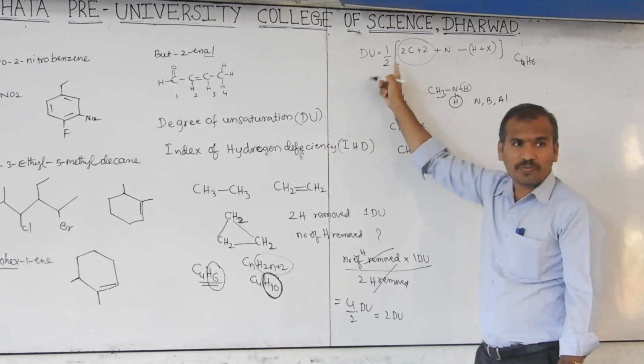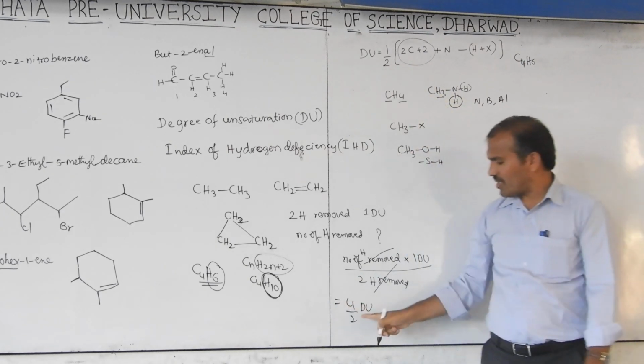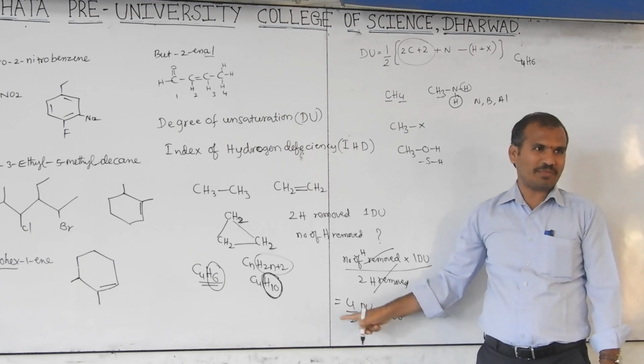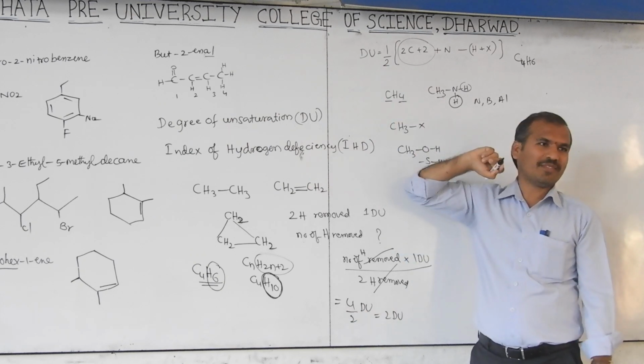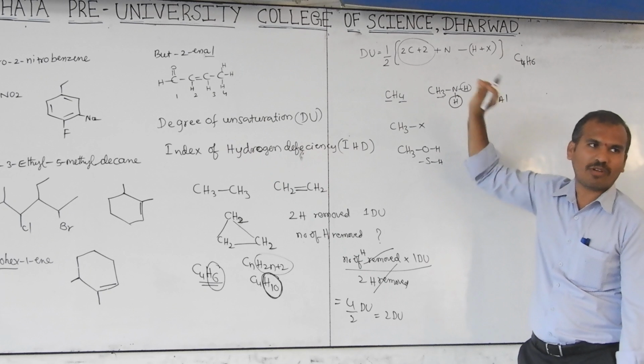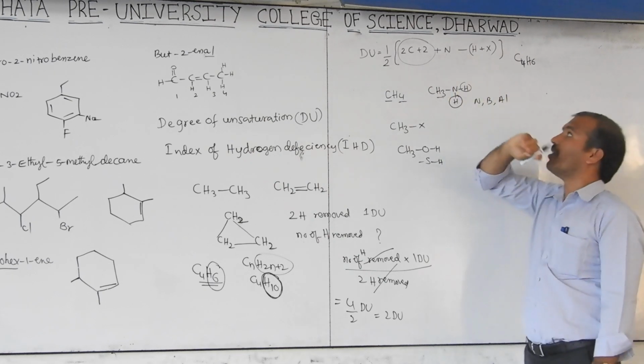Why is it divided by 2? Because this 2 is in here. That process is only divided by 2. So each and everything, I explain here what is involved in this formula.